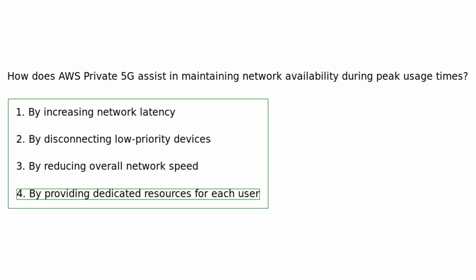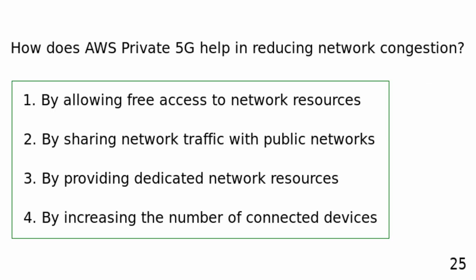AWS Private 5G assists in maintaining network availability during peak usage times by providing dedicated resources for each user, ensuring consistent performance levels. How does AWS Private 5G help in reducing network congestion? By allowing free access to network resources. By sharing network traffic with public networks. By providing dedicated network resources. By increasing the number of connected devices.